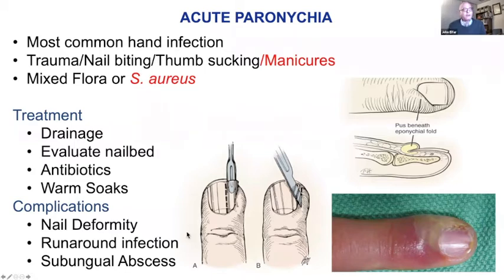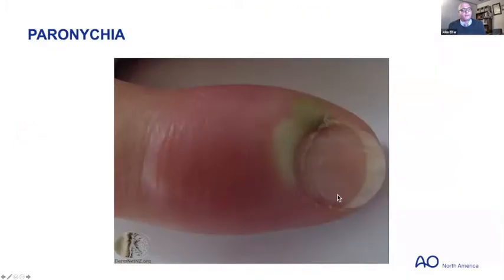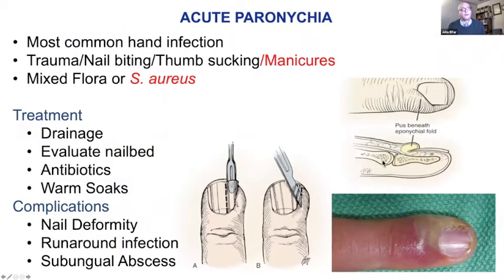I want to call your attention to these pictures. These are pictures of management. We don't routinely get X-rays of these patients unless you're looking for a foreign body. Here's the pus beneath the eponychial fold, and this is what it looks like when you look. This is a pretty routine paronychia.